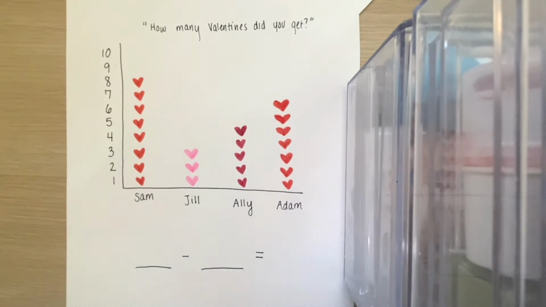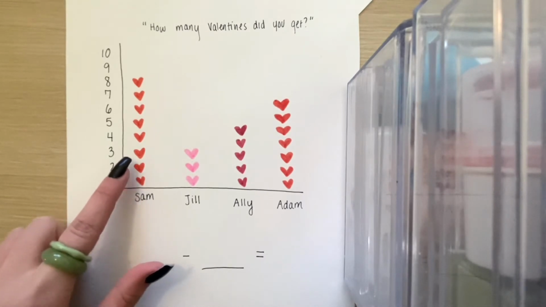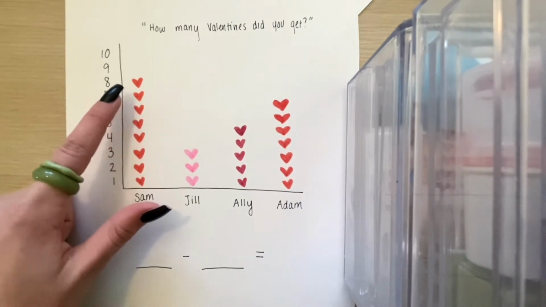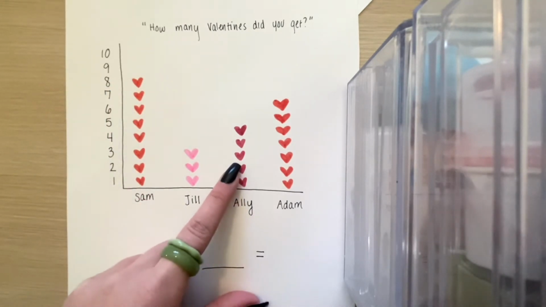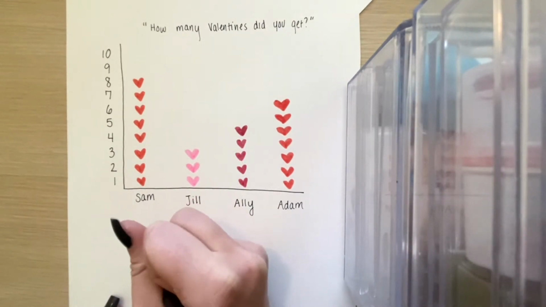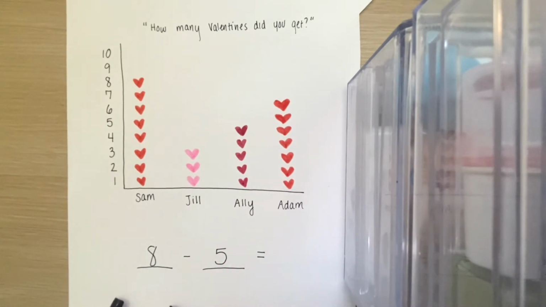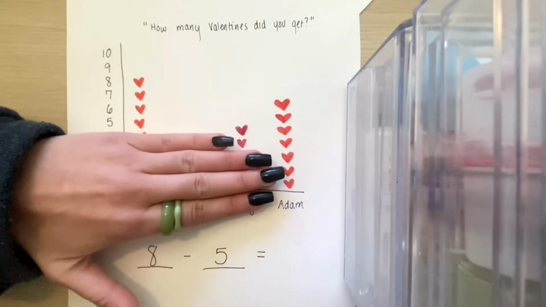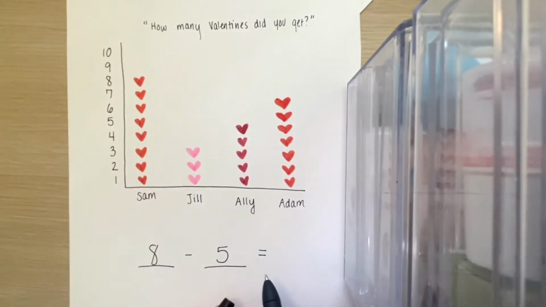The first step we need to do is find Sam on the graph. We can see that Sam has 1, 2, 3, 4, 5, 6, 7, 8 valentines. And Allie has 1, 2, 3, 4, 5 valentines. If Sam has 8 and Allie has 5, 8 minus 5 equals, let's see how many more we need to get. 1, 2, 3. Therefore, Sam got 3 more valentines than Allie did.